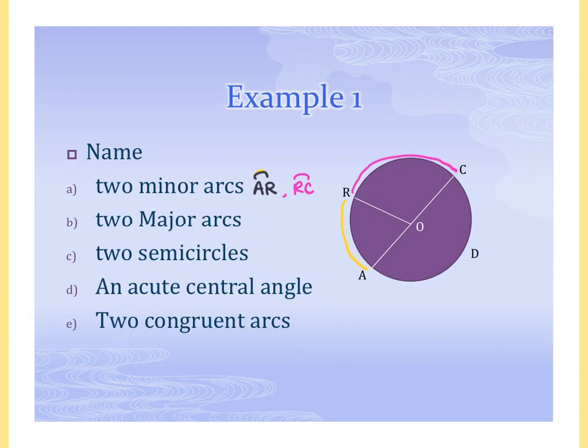Name two major arcs, so now I needed to get bigger than 180. So if I start, let's say, with R, I can go all the way back around to C. So R, and I can pick either A or D to name it. I can call it RAC, or I could call it RDC, that's the same arc. I could also go the other direction, start with R, but wrap all the way around to A that way. And I go RCA or RDA. Those would both be major arcs because they're bigger than half the circle.